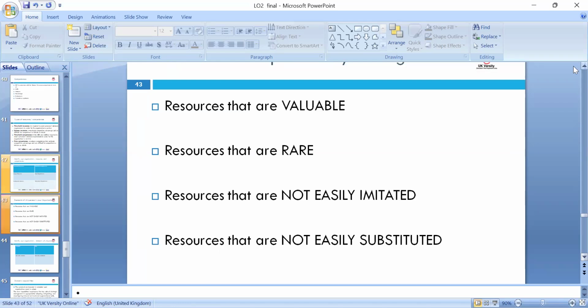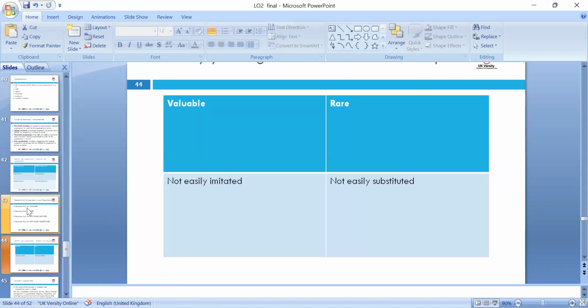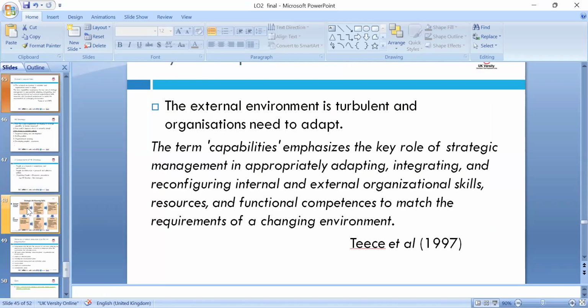Resources that are valuable, those that are rare. So we can look around the VRIO model: value, rare, inimitability, meaning no one can copy us, and organization or substitute. All of these we need to look around in the planning process, and we can use these models. So: valuable, rare, not easily imitated, and not easily substituted. Okay, so these, and external environmental factors.